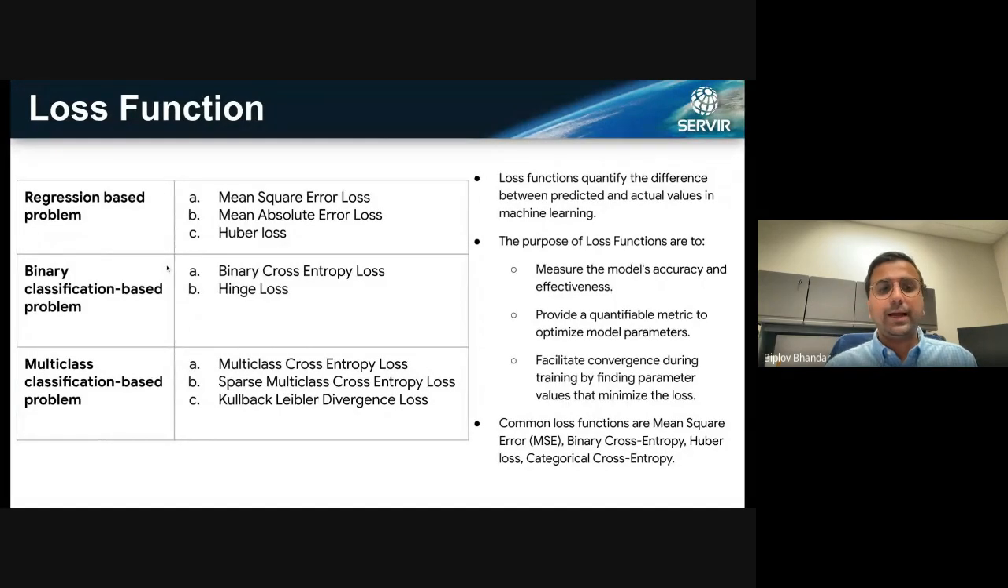If you are doing a binary classification problem, which we'll go into today, you could use a binary cross entropy function or a Hinge loss function. If you are doing a multi-class classification, you could use multi-class cross entropy, KL divergence loss, all these functions that you could use.